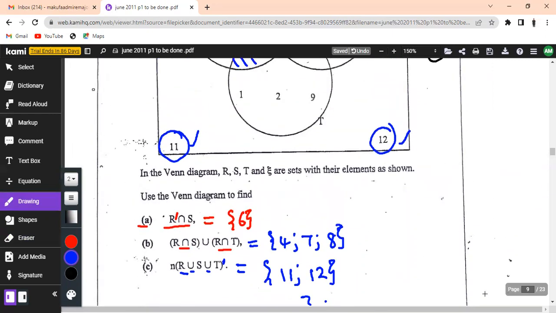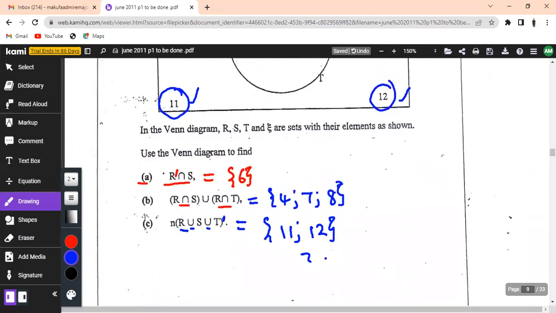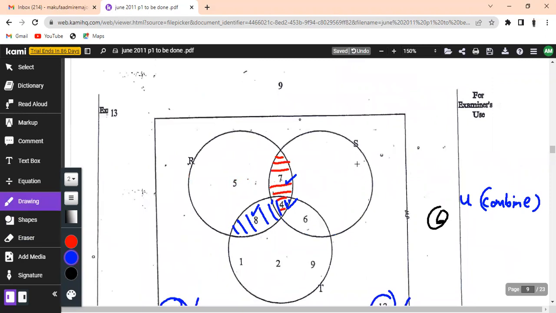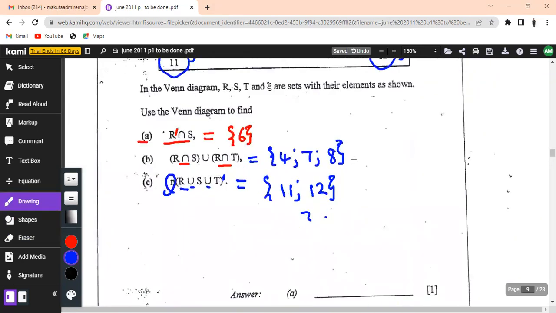But the question now is the number of elements. How many elements are there? Let's count back our elements. We are going to see that there are two. So it's 1, 2. Therefore, the number of elements in this set is 2. You count them. How many are they? That was the question there.